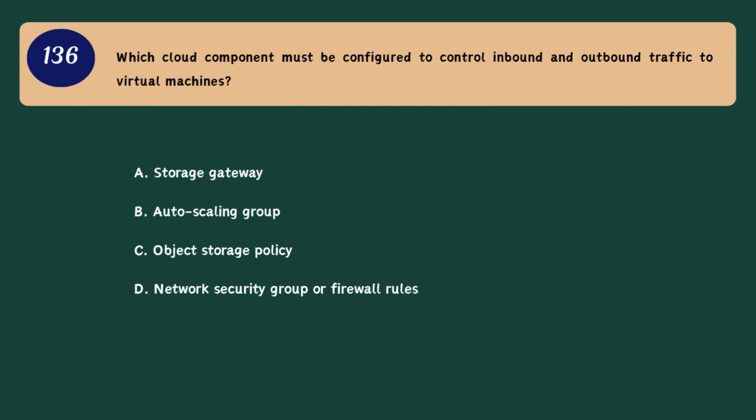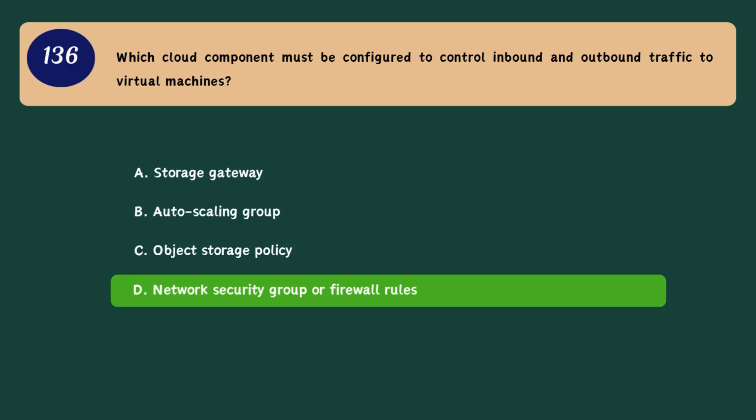Question 136. Which cloud component must be configured to control inbound and outbound traffic to virtual machines? A. Storage gateway. B. Auto-scaling group. C. Object storage policy. D. Network security group or firewall rules.